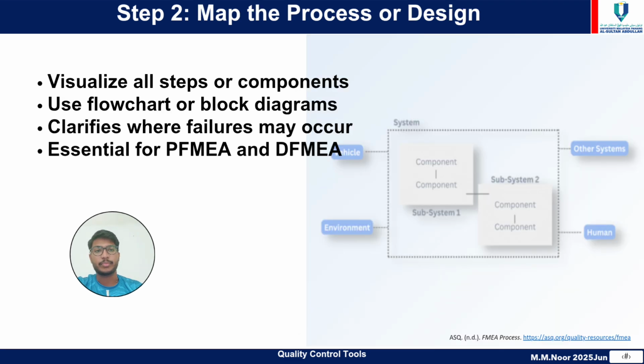Next step is to map the process or design that you're analyzing. So it could be a manufacturing process or even a system or product. So the goal is to visually represent the full sequence or structure, so the team can identify where failure might happen, what feeds into or results from that step, and the relationships between the steps or parts. So use visual aids such as flowcharts or block diagrams to have a better idea of the entire picture.